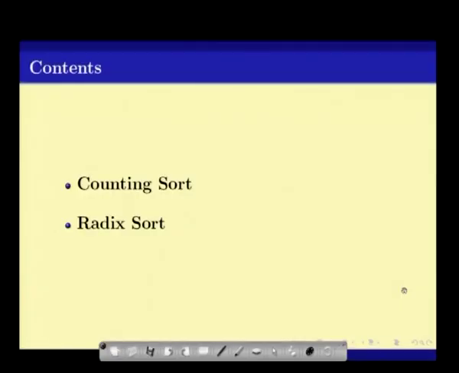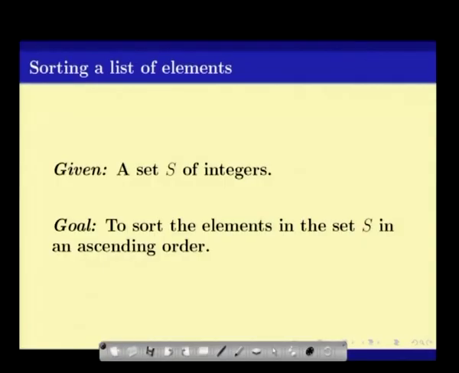Welcome to the UGC lecture series in computer science, and the topic is algorithms. So, today we will be looking at sorting algorithms, and in particular we will be looking at counting sort and radix sort. So, what is the problem here?